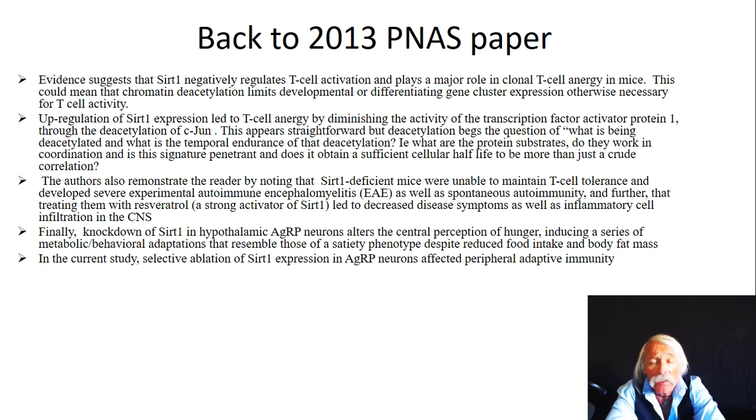So in the current study, a selective ablation of SIRT1 expression in the AgRP neurons affected peripheral adaptive immunity. This is the reason I'm talking about this paper: how things that go on in the brain related to endocrine control over feeding are going to affect peripheral immune response, and maybe not in the way that we would have predicted. Certainly not in the way that we might want.